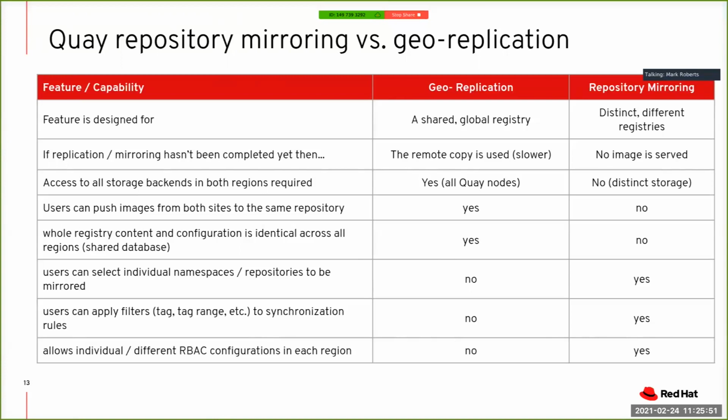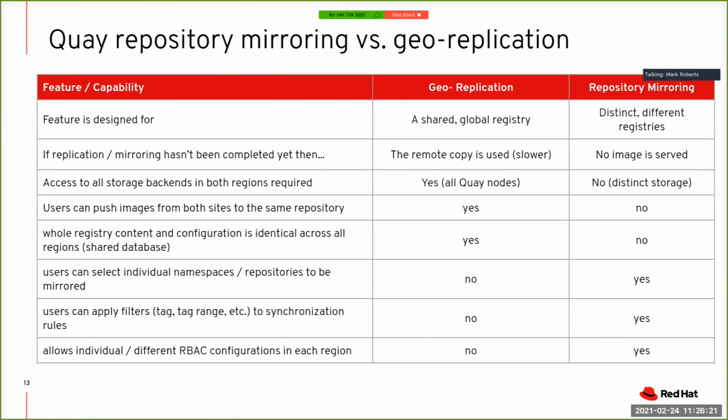Now, users can push images from both sides to the same repository. Well, that's a yes for geo-replication. You can push into any area that's been geo-replicated. With repository mirroring, that's not the case. If you push into one, it will only appear if it's been mirrored to the other location. The geo-replication is a complete identical copy of everything you have in Quay. With repository mirroring, that's not the case, but you get to pick what you mirror.